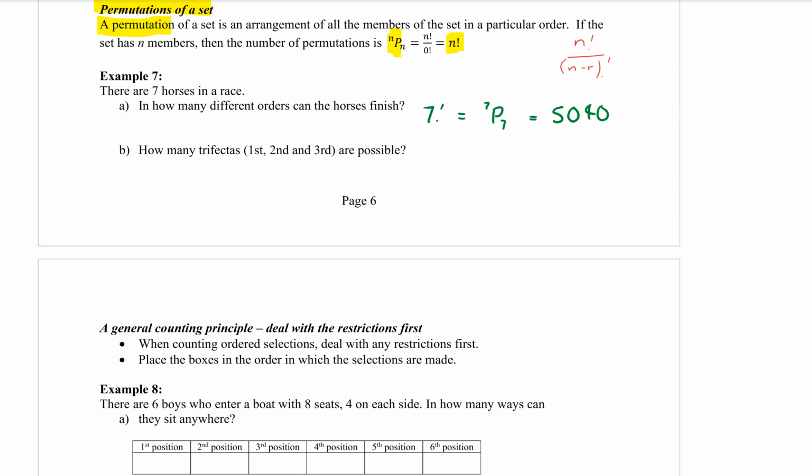Part B, how many trifectas? Here we go, I'm not a Melbourne horse racing person, but anyway, trifecta means that you have to have first, second, third in order. So I don't care about 4th, 5th, 6th, 7th. I have 7 horses and I need a trifecta. What am I going to do?